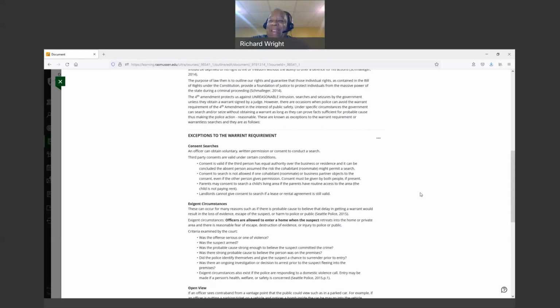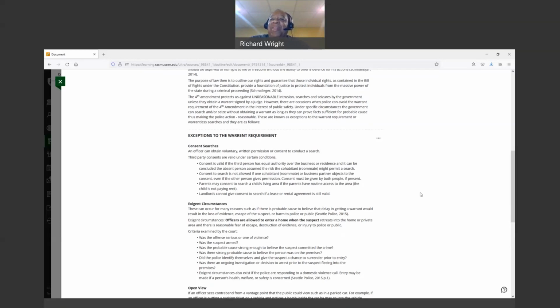Consent to search is not allowed if the cohabitant or roommate or business partner objects to the consent, even if the other person gives permission. Consent must be given by both parties if present. And the reason for that is because the other party has a vested interest in that itself. It may uncover some crime that the other party who's not present has committed.